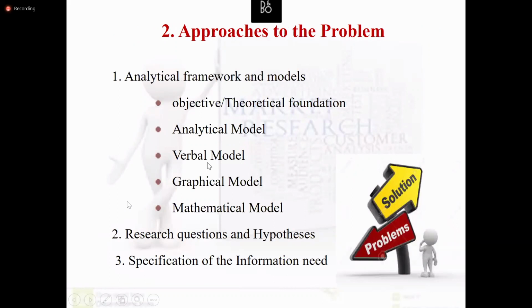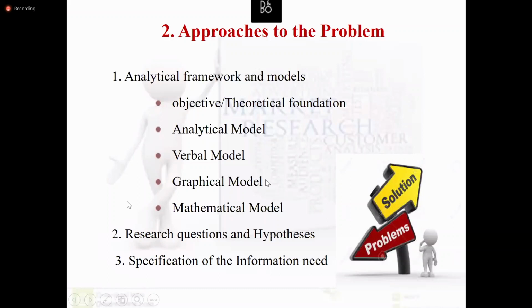So we saw these three categories. It can be the analytical frameworks and models. In the analytical frameworks, there is an objective theoretical foundation. By theory, there are models that are provided. We can have analytical models. By research, there are models that have been prescribed. We can have verbal models, in the sense the variables are there and the variables are being discussed with the connection that they have.